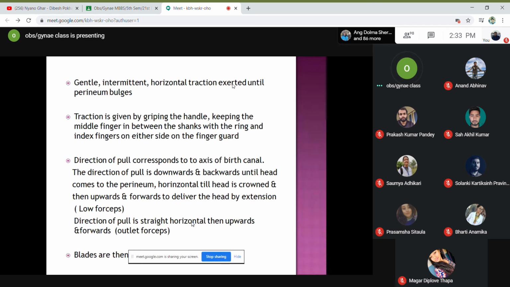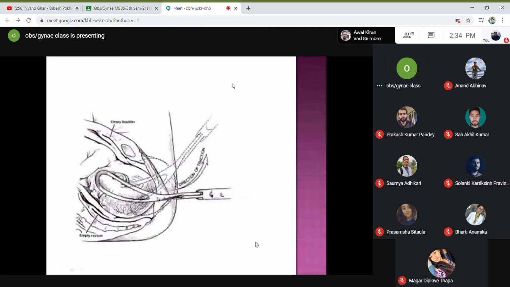Blades are then removed. The right blade is removed first, followed by the left one. So this is the direction of pull I was talking about. We have applied the forceps. If it is the low forceps, then your direction should be downward, then straight, and then you go upward. If it is the outlet forceps, then the direction of pull is straight, horizontal, and then you go up.